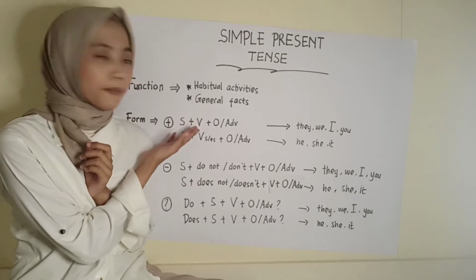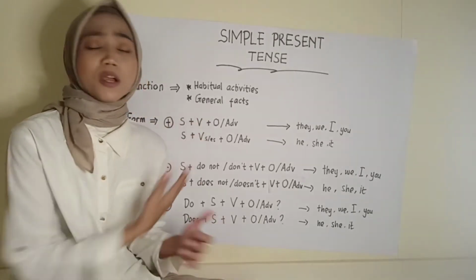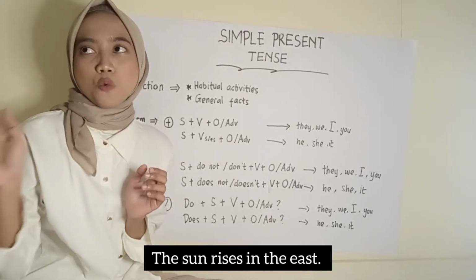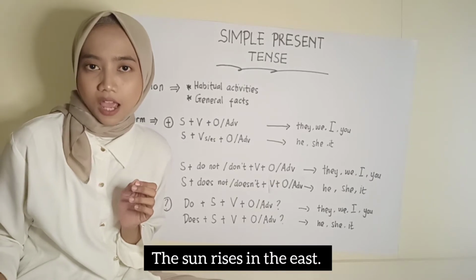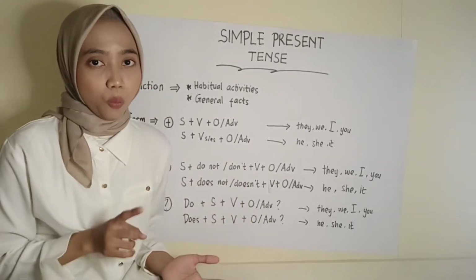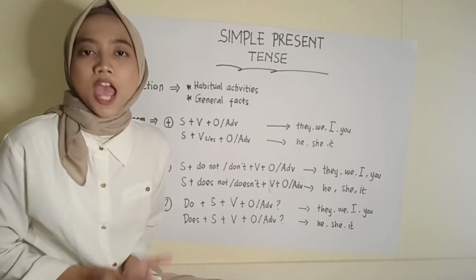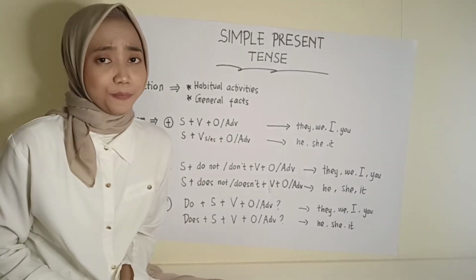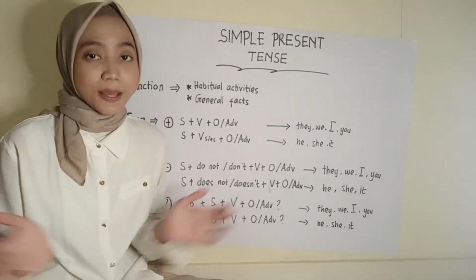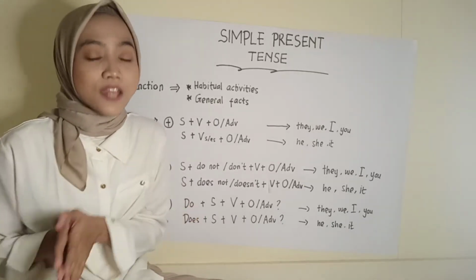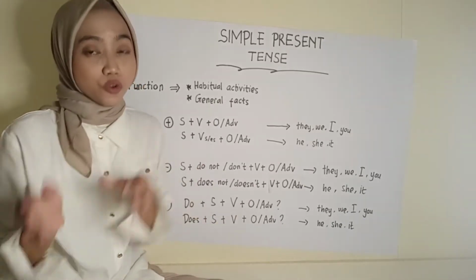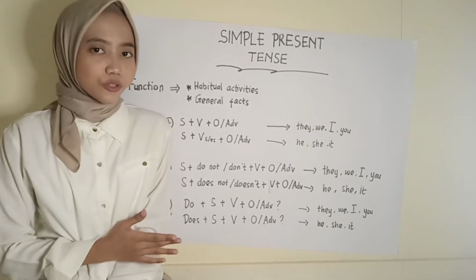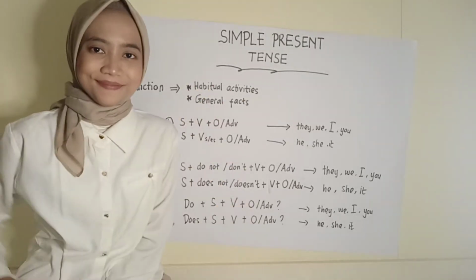And we can use simple present tense when we want to talk about general facts. For example, the sun rises in the east. All people around the world know that the sun rises in the east. It's not in the west, in the north, or in the south. It's in the east. So when we want to talk about something that is known by all people as a truth, we use simple present tense. So, how do we use simple present tense?